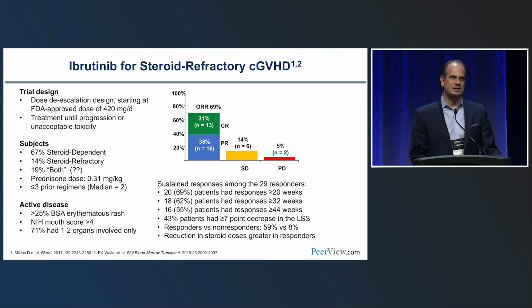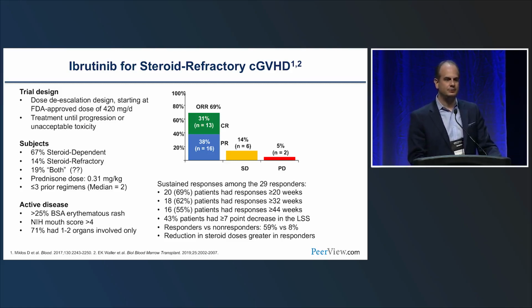It was initially designed as a dose de-escalation trial starting at the FDA-approved dose of 420 milligrams per day. The patients are shown here on the left. 2/3 were steroid dependent, and there were a smaller number that were steroid refractory. The kicker to this trial was that patients had to have an inflammatory component to their chronic graft versus host disease. That is to say, they had to have an erythematous rash or a mouth that had active ulcerations or erythema. And the results are shown on the right.